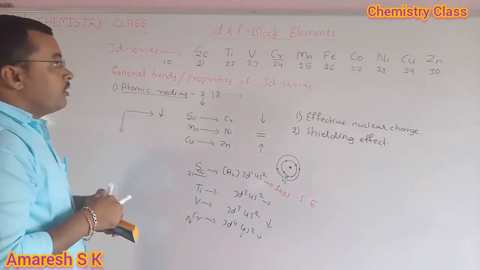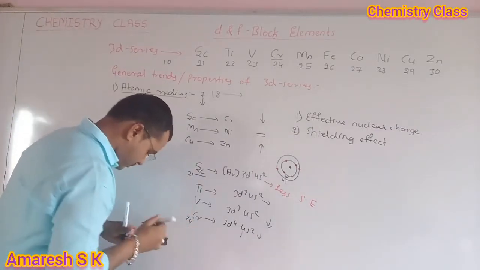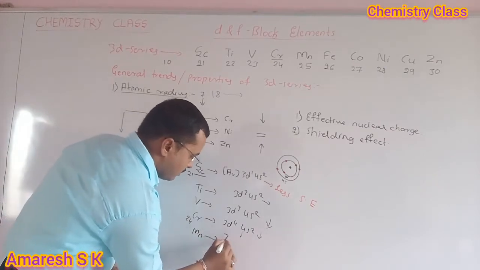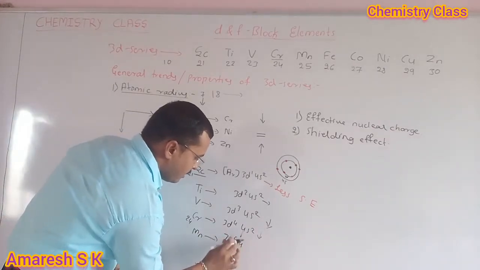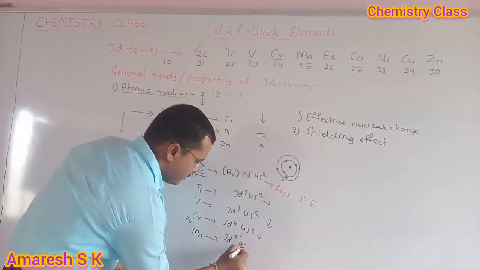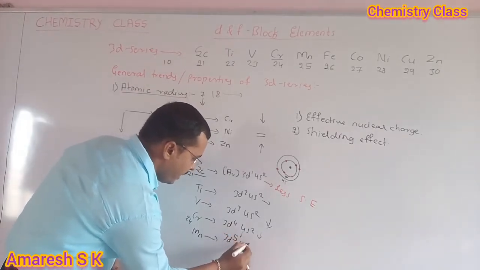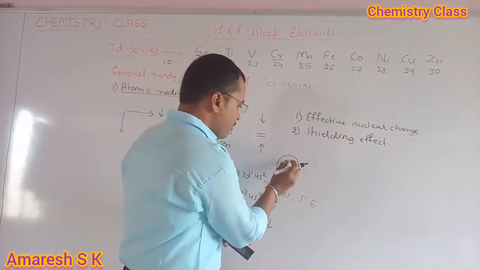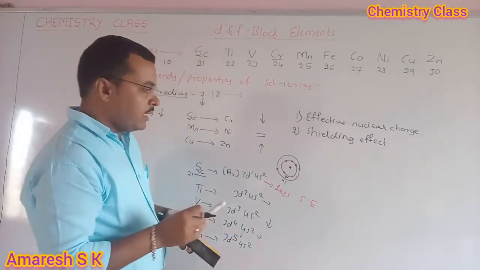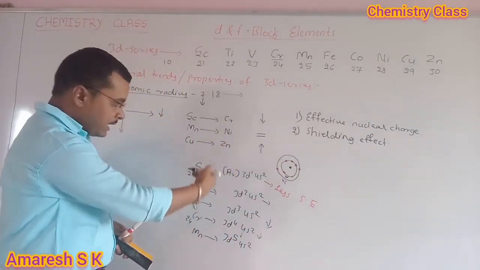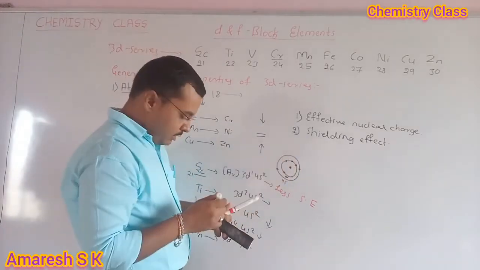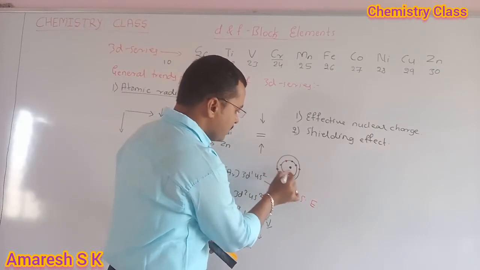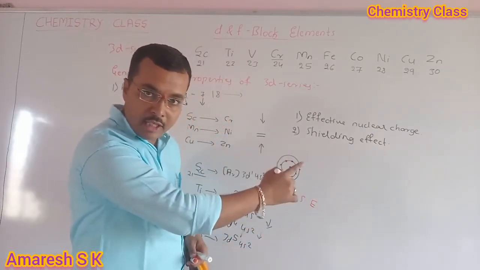Next, for manganese, 3d5 4s2. Again one electron will enter into the 3d atomic orbital. Like that, electrons are continuously added into the same shell, and this will shield the outer electrons as again an electron enters the same atomic orbital.